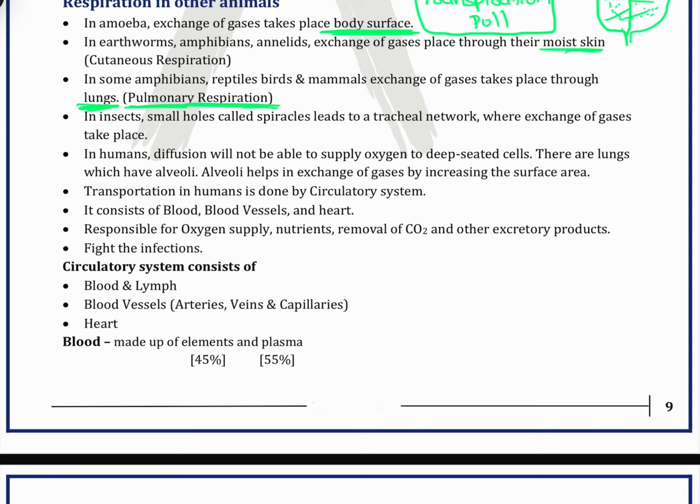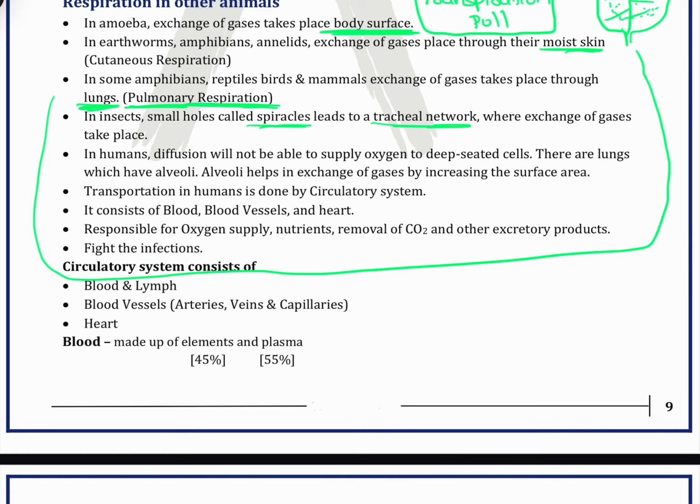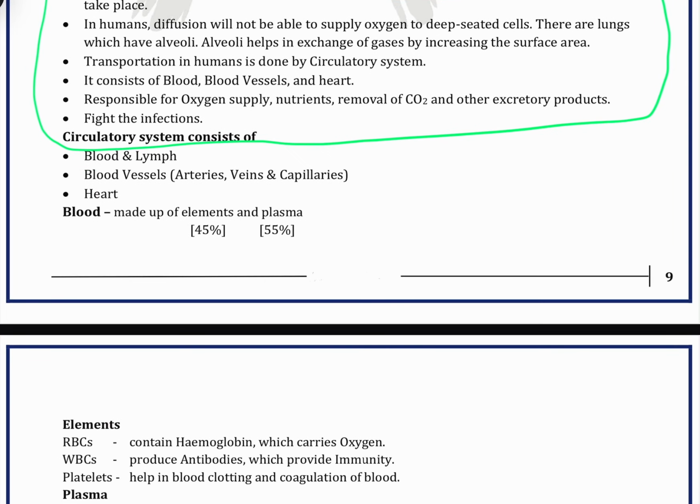In insects, small holes called spiracles lead to the tracheal network. So all these are some examples which you can go through. Then we come to the circulatory system. So basically, what is the circulatory system?